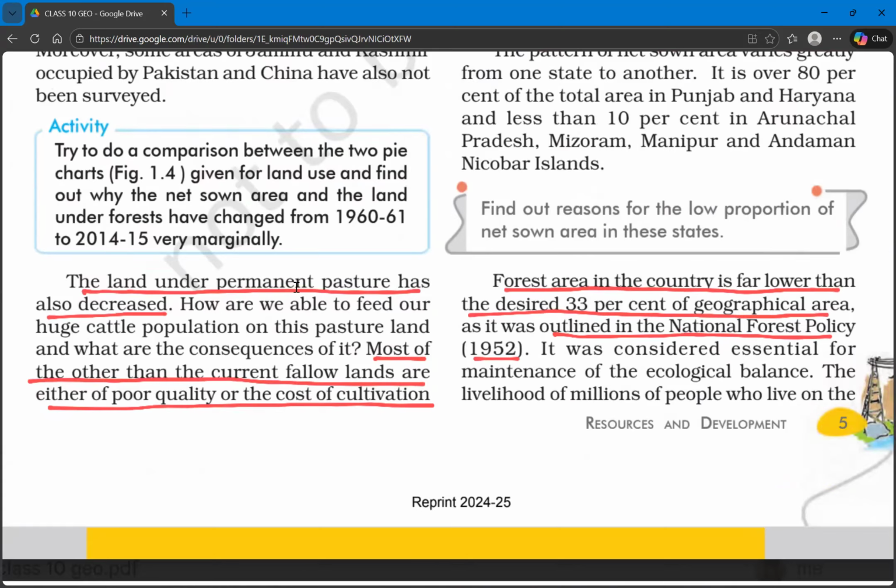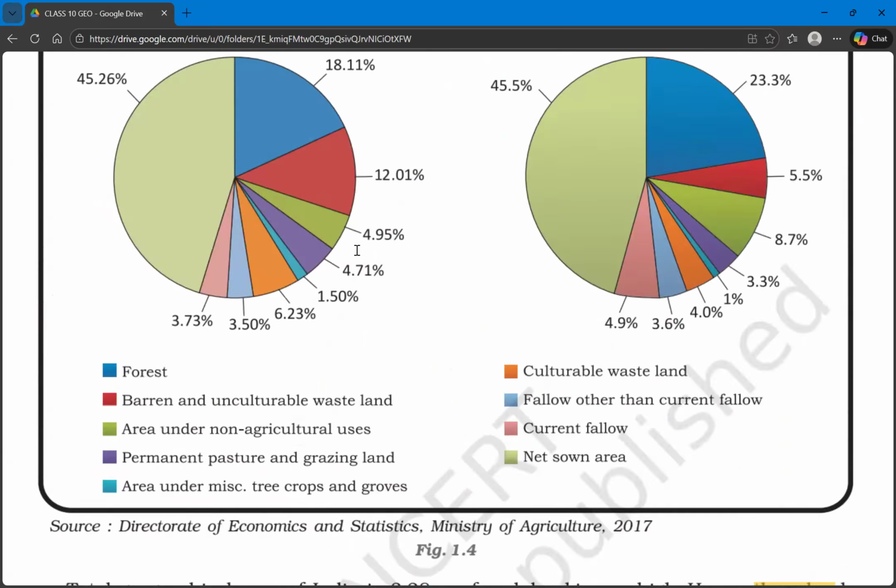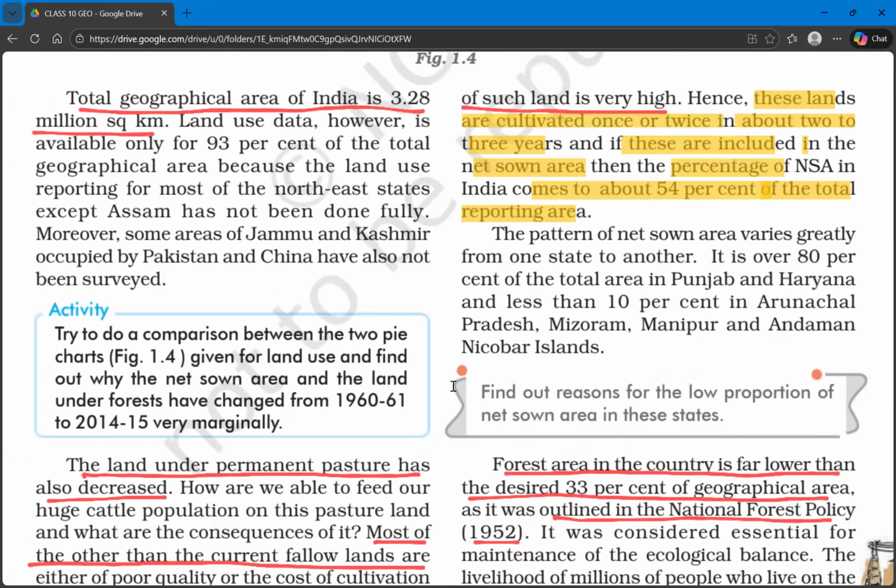The land under permanent pasture has also decreased. However, how are we able to feed our huge cattle population on this pasture land, and what are the consequences of it? So what happened? The land under pastures has decreased, but how are we feeding cattle? So will that put pressure on the available land?